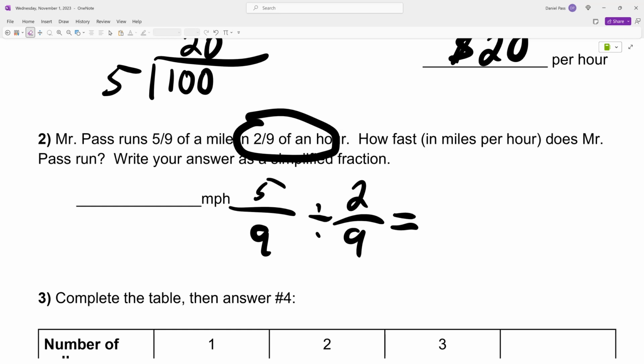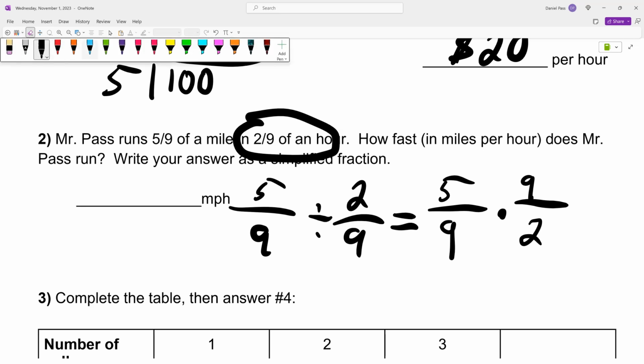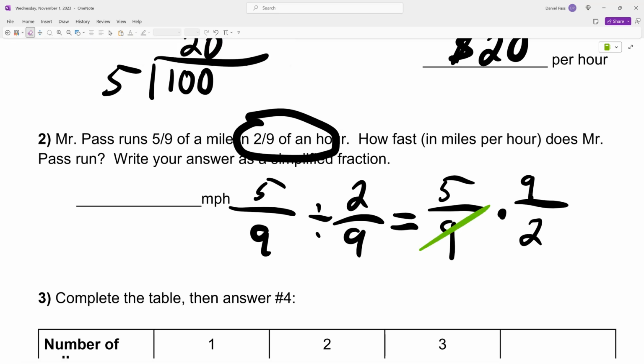So now we don't forget to use the reciprocal, if you want to call it keeper, changer, flipper, whatever you like. I don't do the flipper thing, but I just use the reciprocal. All right, so reciprocal. Now we're going to divide these two by 9. And we get 5 over 2 or 2.5. So 5 over 2 is fine.